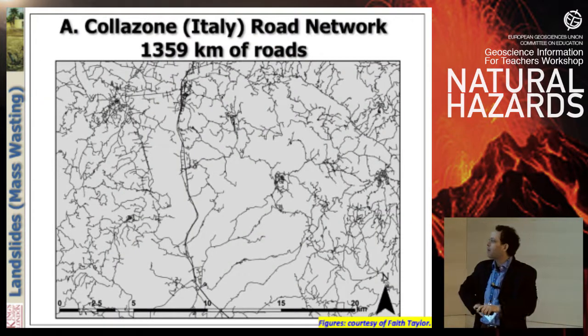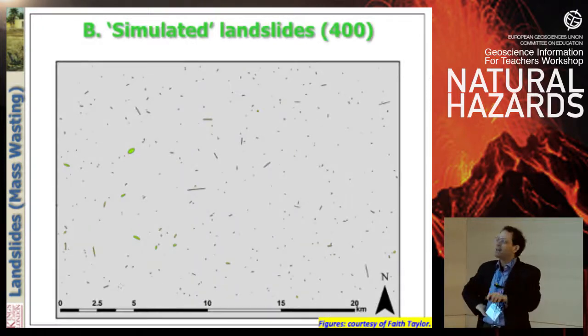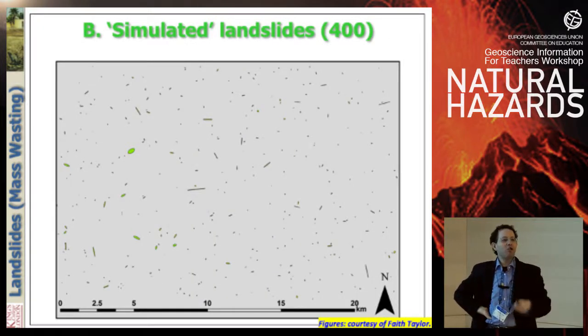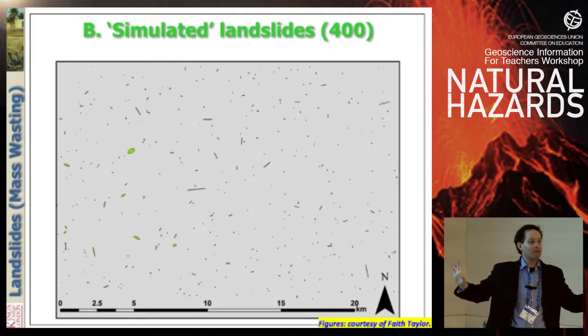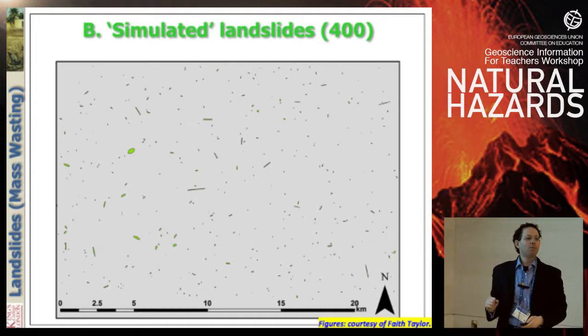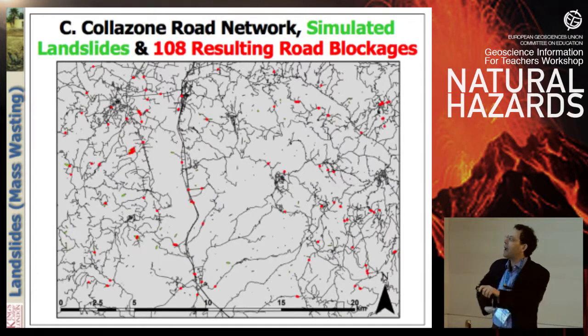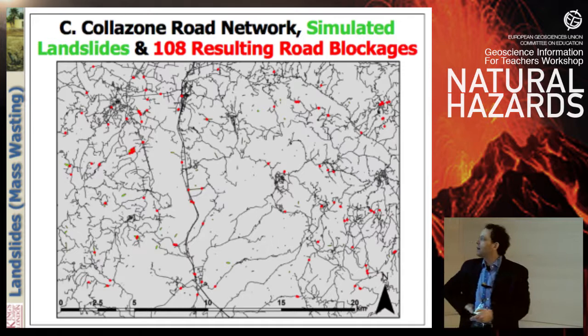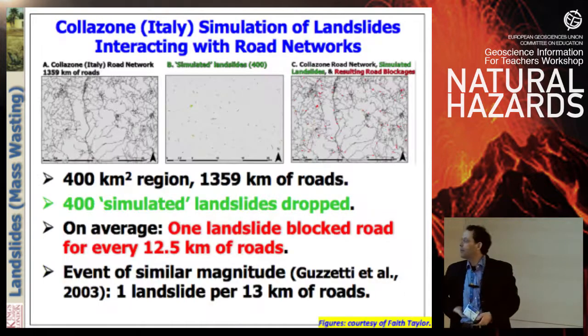So here's our road network, 20 kilometers here for scale. Here are the landslides that we've randomly dropped on here. These are not real landslides. These are random ones that we've drawn from our probability distribution. And then we count the road blocks here. And so these are some examples.